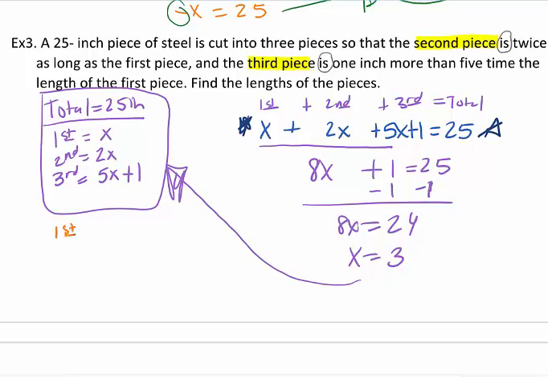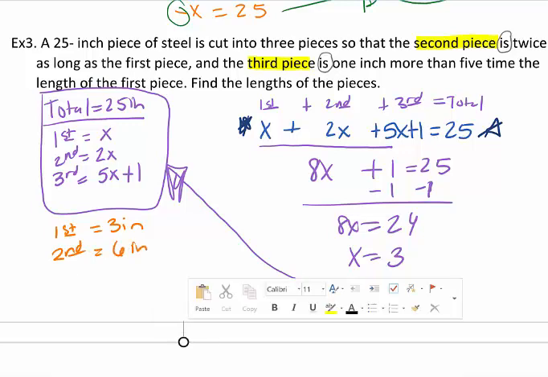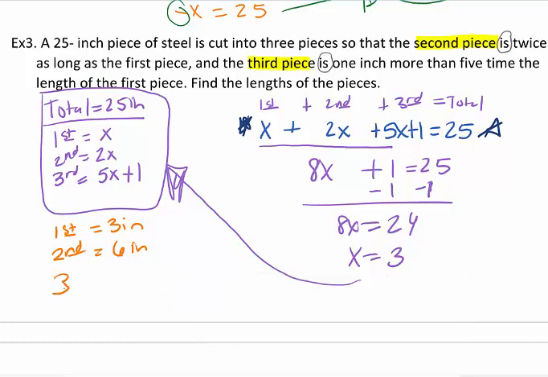So my first piece will be 3 inches. My second piece is 2 times x, so that's 6 inches. My third is 5 times x, so 5 times 3 is 15 plus 1, which gives me 16 inches. So I did 5 times 3 plus 1 to get that piece. Here's my answer.